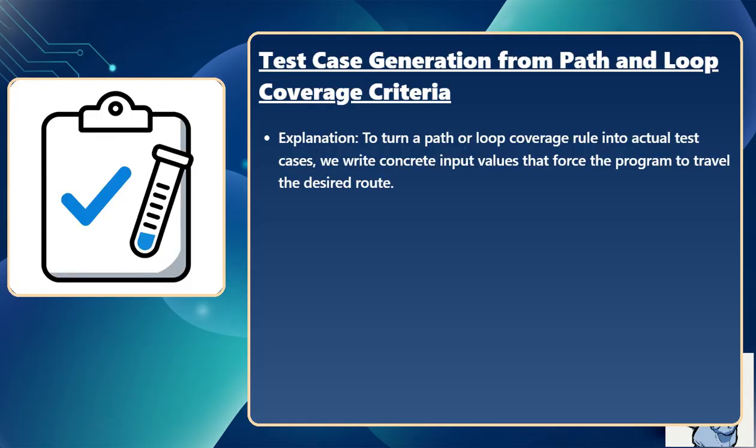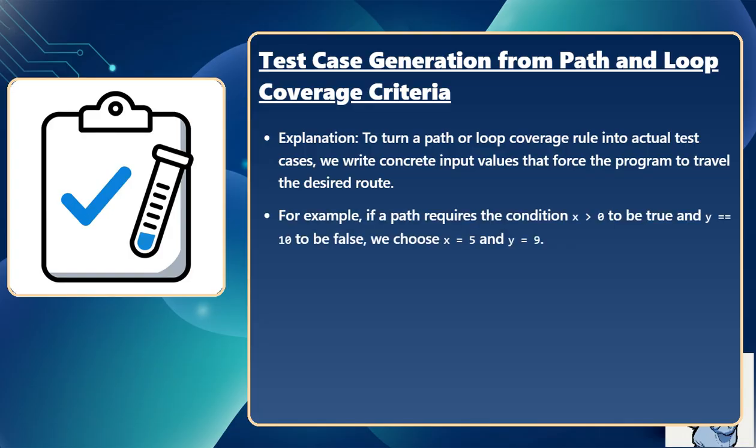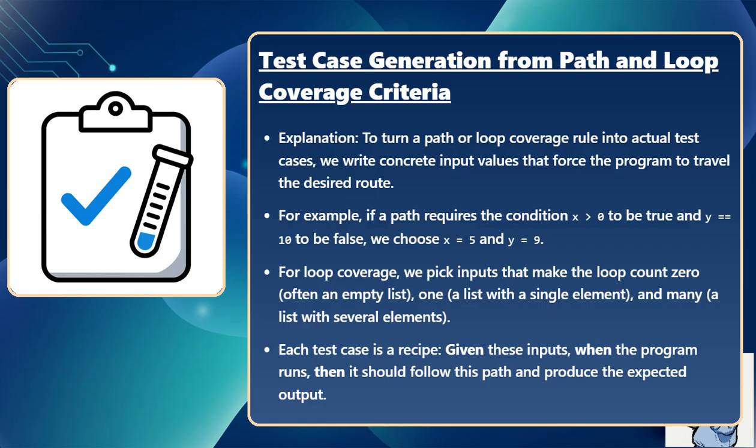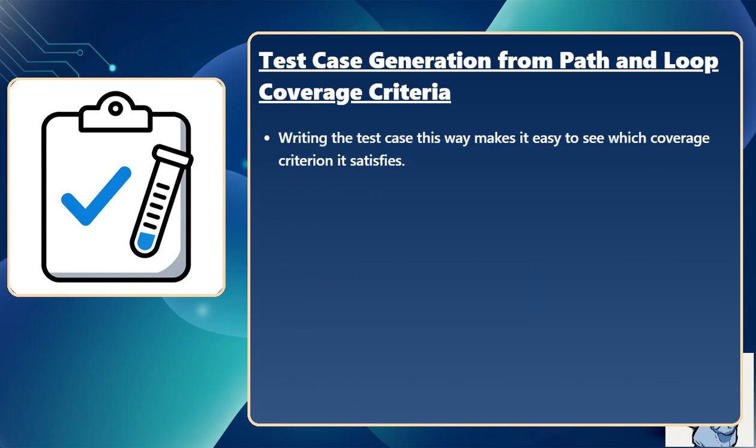To turn a path or loop coverage rule into actual test cases, we write concrete input values that force the program to travel the desired route. For example, if a path requires the condition x greater than 0 to be true and y equals 10 to be false, we choose x equals 5 and y equals 9. For loop coverage, we pick inputs that make the loop count 0, often an empty list, 1, a list with a single element, and many, a list with several elements. Each test case is a recipe given these inputs. When the program runs, it should follow this path and produce the expected output. Writing the test case this way makes it easy to see which coverage criterion it satisfies.